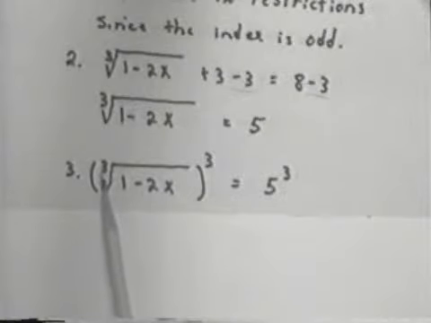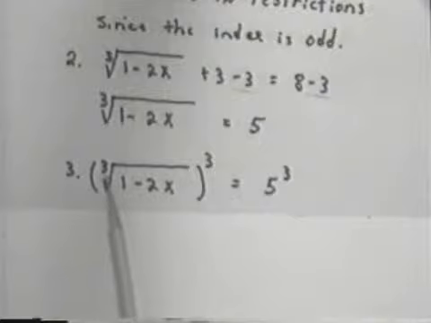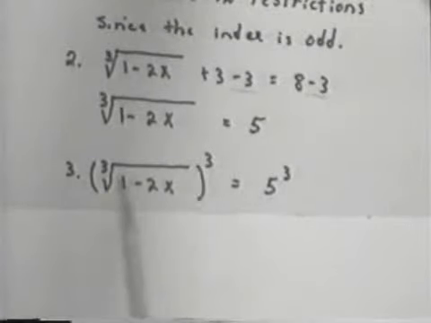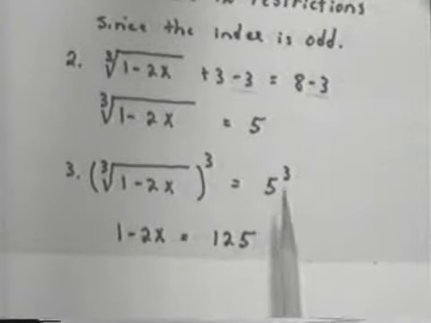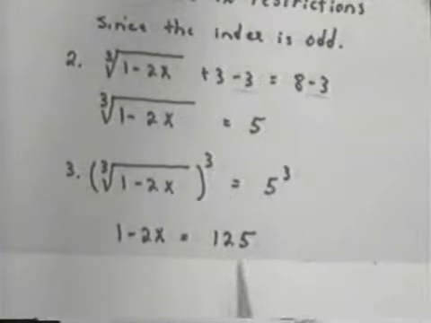Now the reason is the cube root is actually exponent 1/3. So if you take the cube root, your exponent is actually 1/3. So then, if you have the 1/3 exponent with a 3, the 1/3 times 3 is 1, therefore you eliminate the radical. So when I cube the cube root of 1 minus 2x, I get 1 minus 2x. When I cube 5, I get 125, because 5 cubed is 5 times 5 times 5, which is 125.